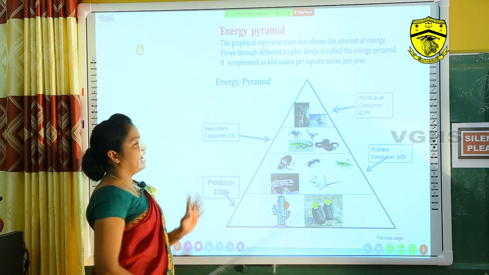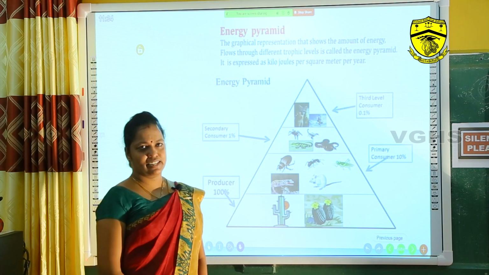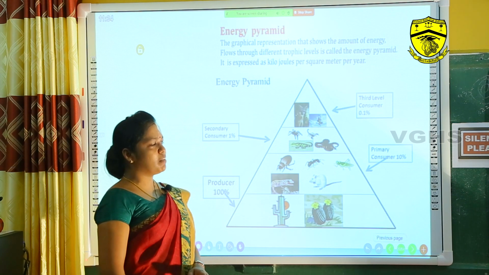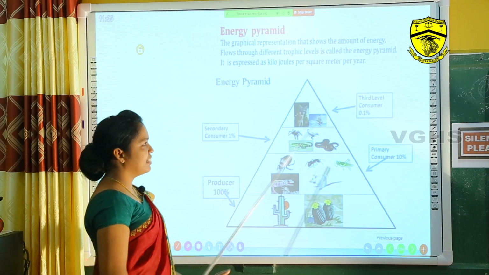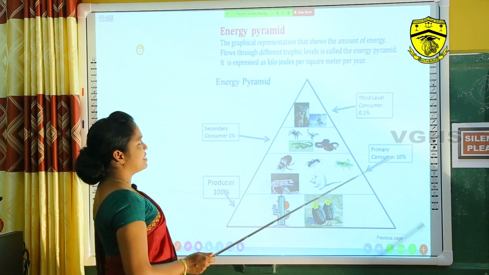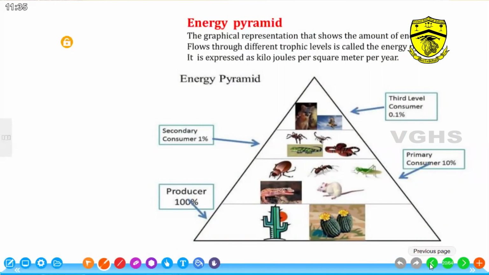And next, the energy pyramid. This is also a very interesting one. This is in your examination, you must see it in your structural part. So listen carefully. The graphical representation that shows the amount of energy flow through the different trophic levels is called an energy pyramid. The energy flow through trophic levels is very important. Here, the lower part is the producer and transfers the energy to the primary consumer. At that moment, 90% of energy is lost to the environment and only 10% of energy is transferred.